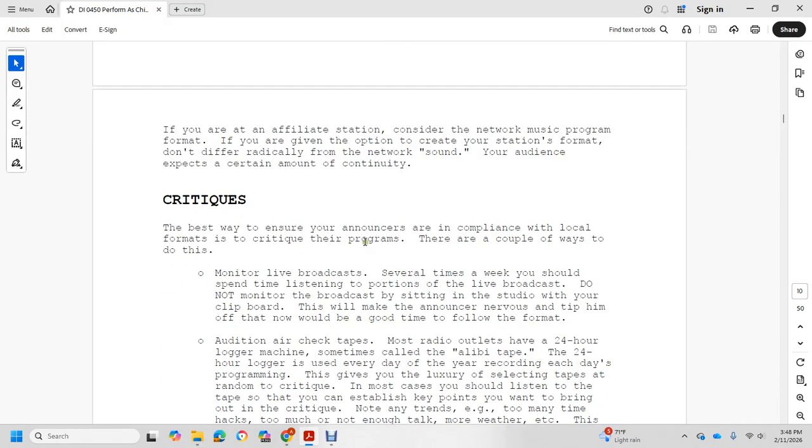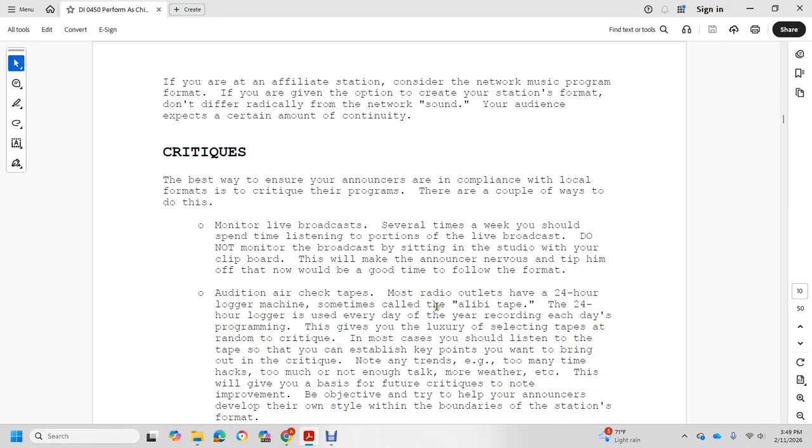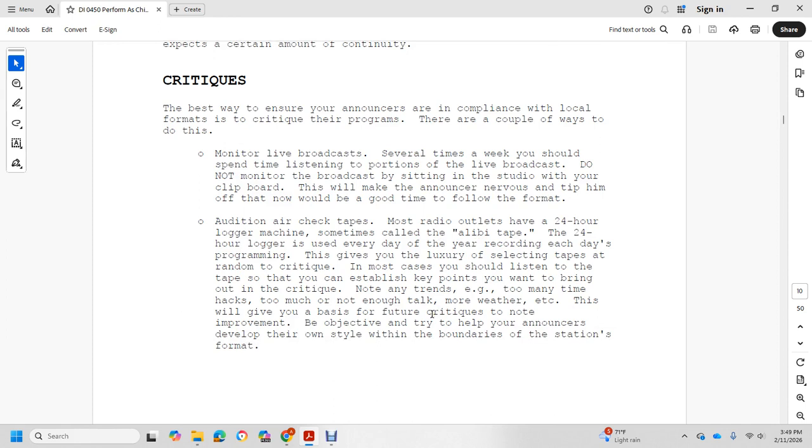Critiques. The best way to ensure the announcers are in compliance with local formats is to critique their programs. There are a couple of ways to do this. Monitor live broadcasts several times a week. Spend the time listening to a portion of the live broadcast. Do not monitor the broadcast by sitting in the studio with your clipboard. This will make the announcer nervous and tip him off that now would be a good time to follow the format. Audition air check tapes.